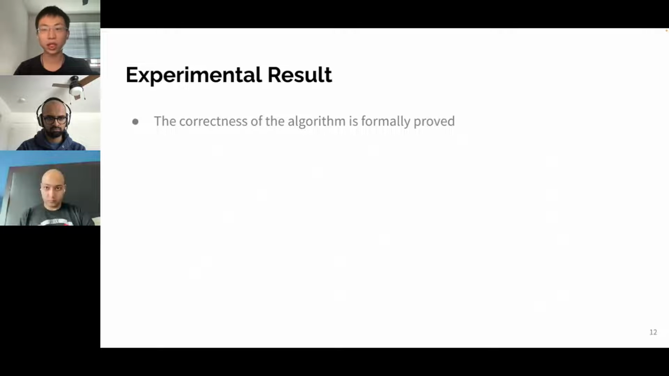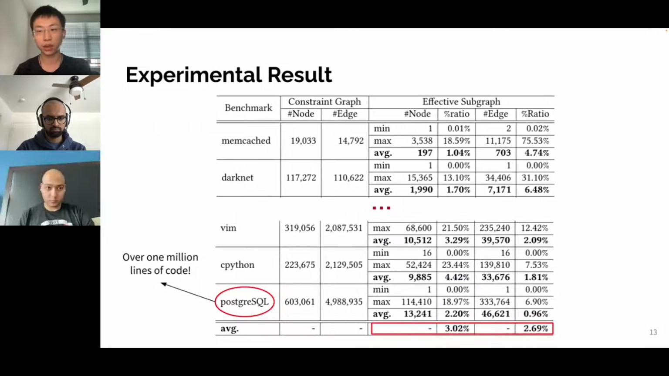Finally, we evaluate PUS on our set of benchmarks. The table shows that the affected subgraph contains only about 3% of nodes and 2% of edges of the entire graph. Thus, we only need to resort that small graph instead of the entire graph, which means most of the redundant computation can be skipped.